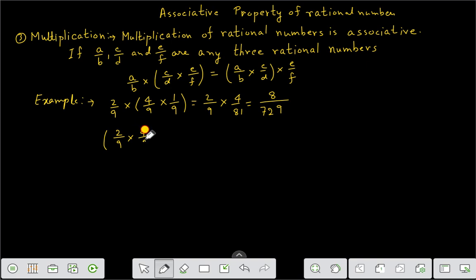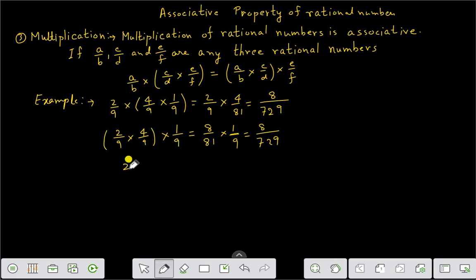Right? Now if we multiply this way, that in bracket it is 2 by 9 into 4 by 9 into 1 by 9. If we multiply this one, 2 fours are 8 by 81, into 1 by 9, then we are getting 8 by 729, which is equal to same as this, right?